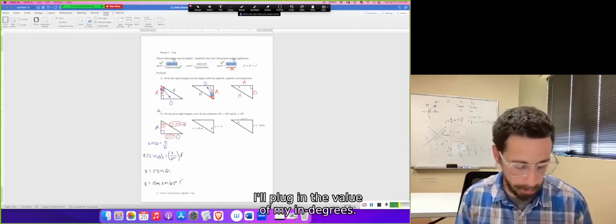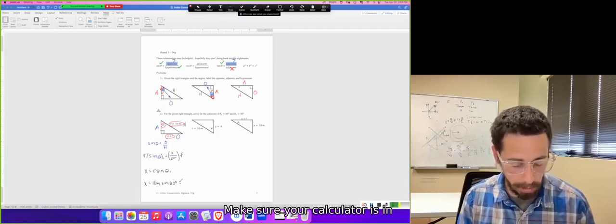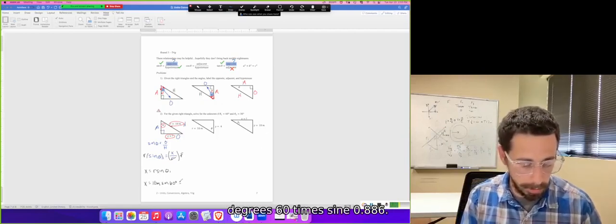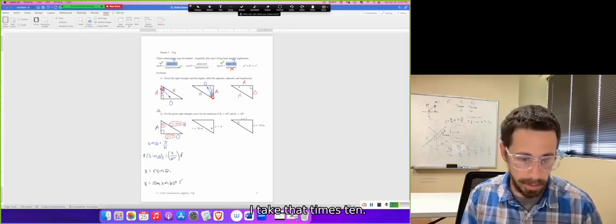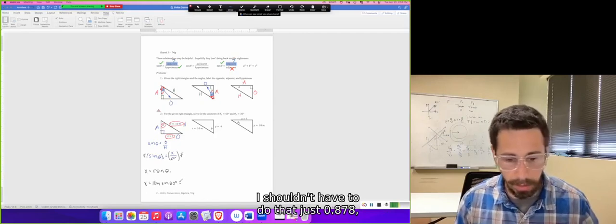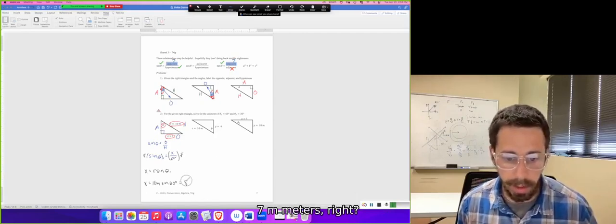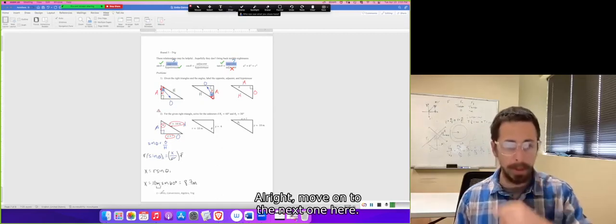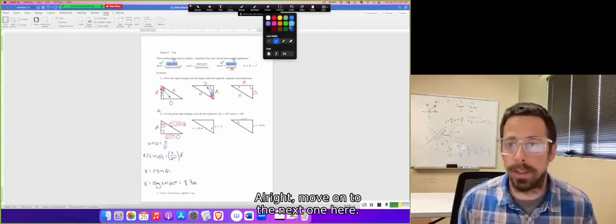All right, I'll plug in the value. Am I in degrees? I am in degrees. Make sure your calculator is in degrees. So you get sine of 60 is 0.866. I take that times 10. It's just 8.7 essentially. 8.7 meters. Meters, right? That's the unit. And there we go. All right. Move on to the next one here.